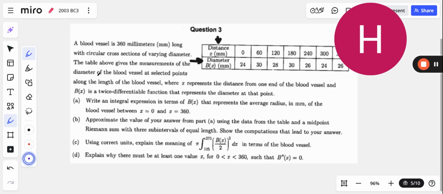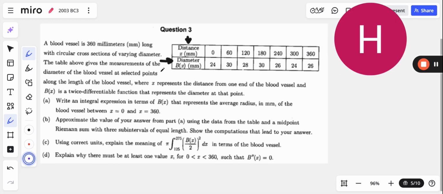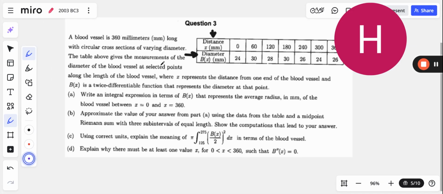The table above gives the measurements of the diameter of the blood vessel at selected points along the length, which goes from 0 to 360, remember. And apparently the diameter represents a twice differentiable function at any given point along the blood vessel.